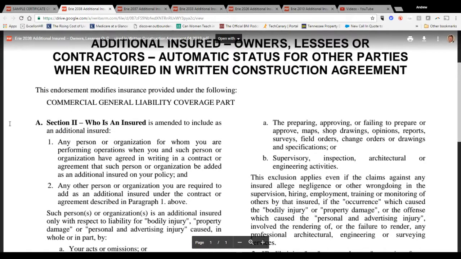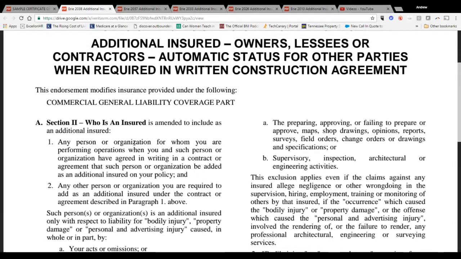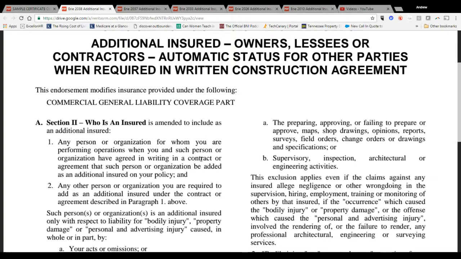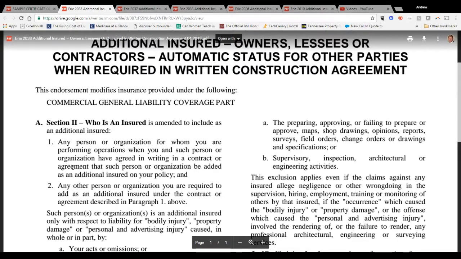One, it gives you, who's asking for the additional insured, coverage as long as the organization and the insured have agreed in writing in a contract or agreement. So if you have an agreement in writing that they are going to name you as an additional insured, it's automatic. So don't get caught up into whether the additional insured status is showing up on the certificate or not.